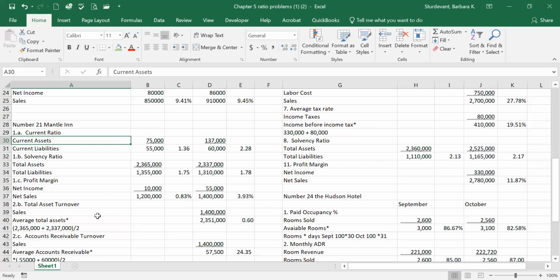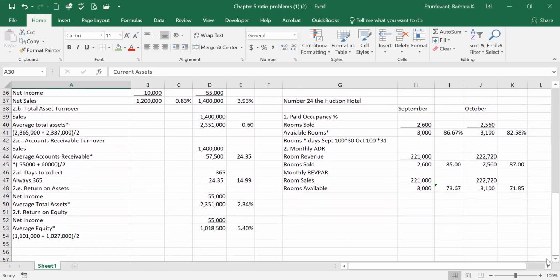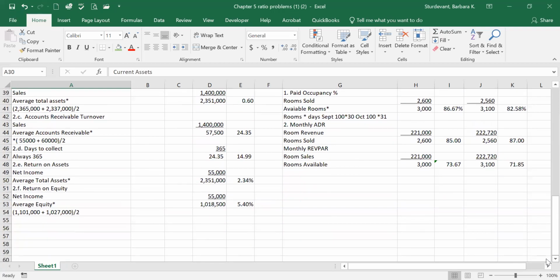We have total asset turnover, sales on the top, average total assets on the bottom. So this is a measure of efficiency of using your assets. This seems to be low, but again, it would depend on the industry. It depends on what happened last year in your particular company, because that may be okay.